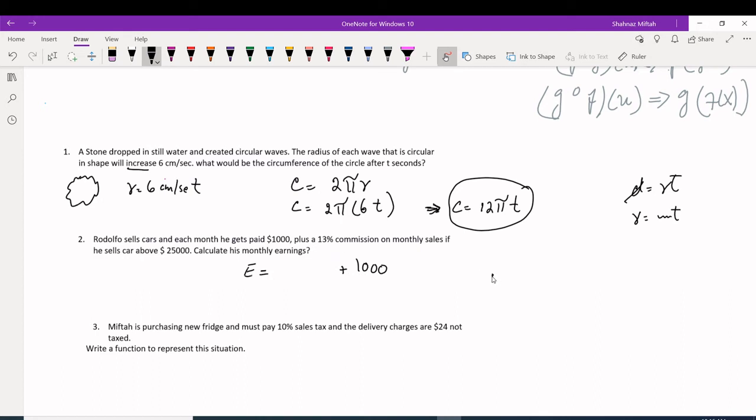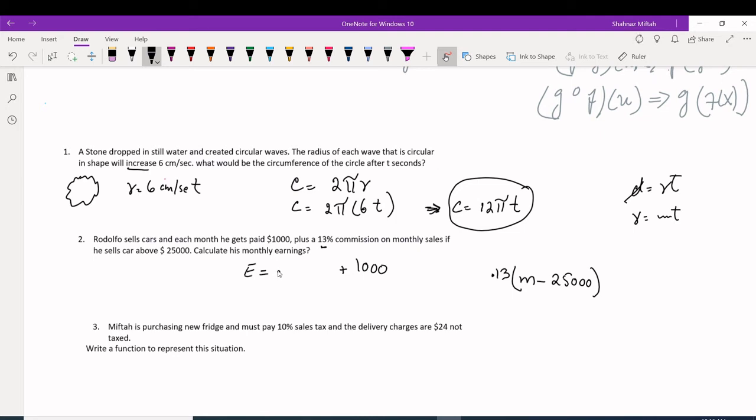But you do understand commission. Always, when you see a percent, change it into a decimal. Always. So I changed it into a decimal. Now the question doesn't tell me to really find the earnings. I'm just going to give them the equation. So that's 0.13, and M is the monthly payment, and you subtract the $25,000 that he's getting after, if he sells cars above 25,000, and that's what I'm going to get.